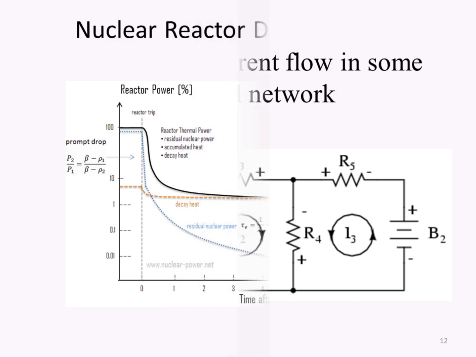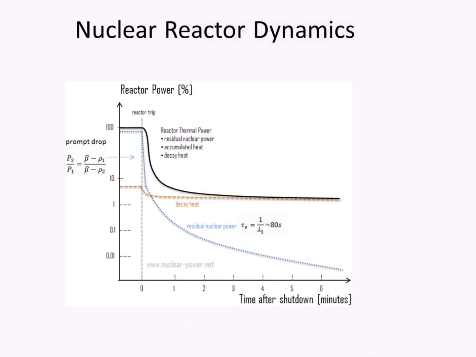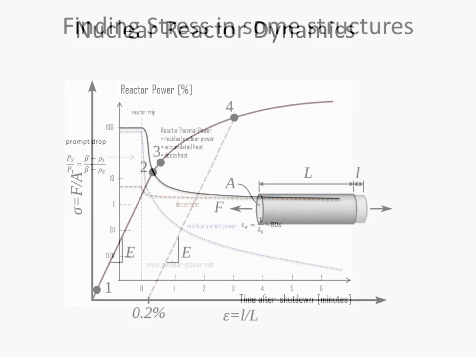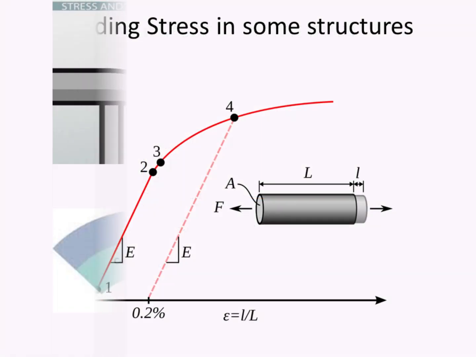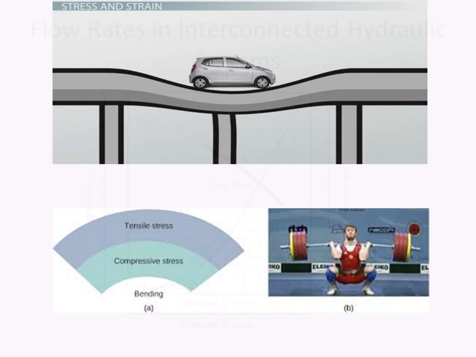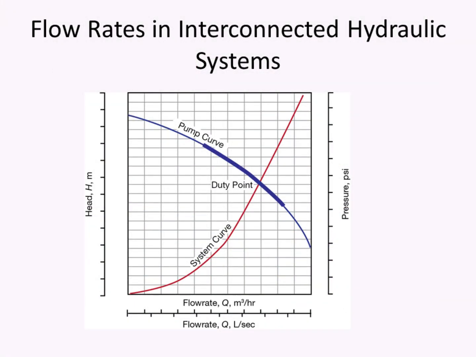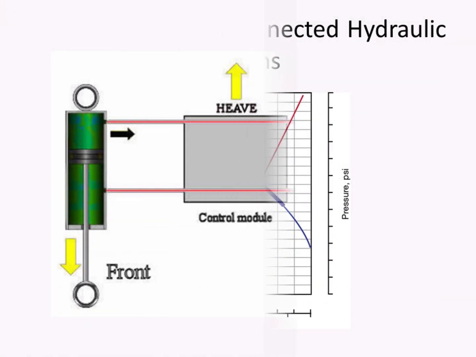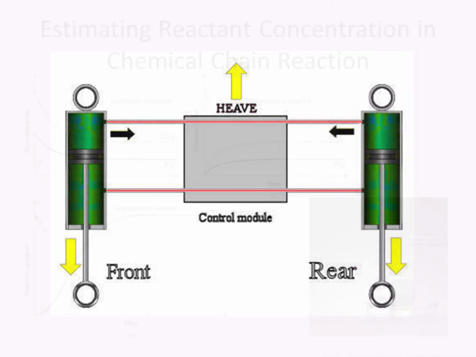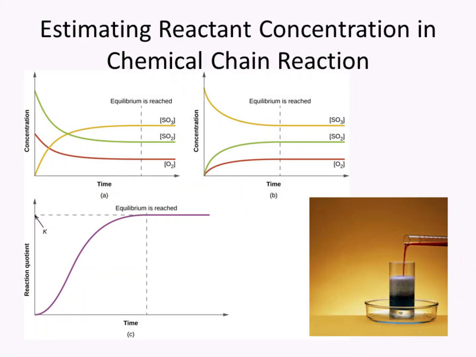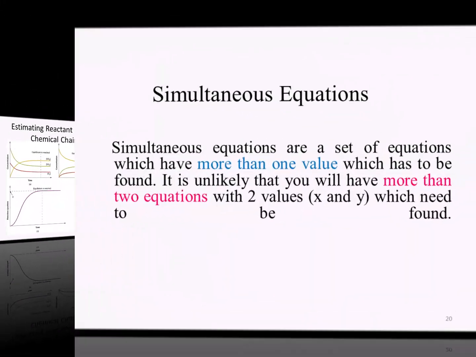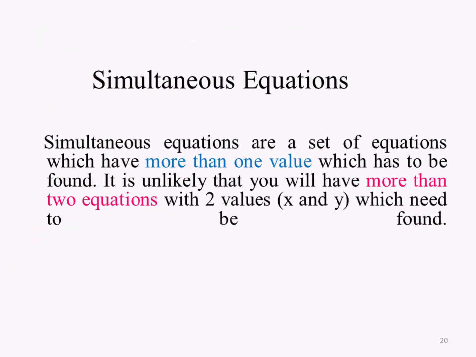Similarly, in nuclear reactor dynamics, in finding the stress in different structures, finding the flow rates in interconnected hydraulic systems, or estimating the reactant concentration in chemical chain reactions. These are some examples where you need to model according to the situation. There can be more than one variable, that can be two, three, or even up to n. Then the number of equations also increases, not only the variables but also the equations, so these are called simultaneous equations.